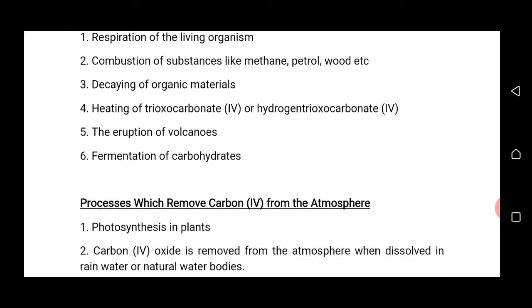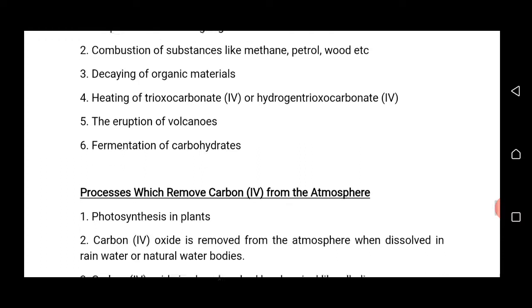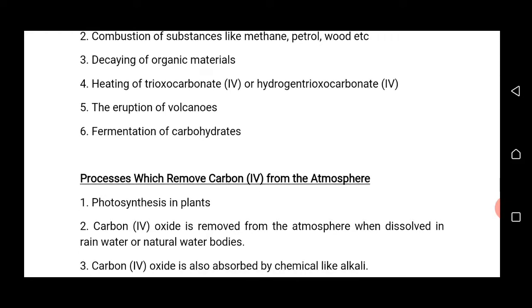Number 2 is combustion of substances like methane, petrol, wood, coal, charcoal, and so on. So during combustion of any substance, CO2 is being released into the atmosphere. Number 3, decaying of organic material. Organic material like plant leaves, human body, and so on, when they decay, CO2 is also released into the atmosphere.